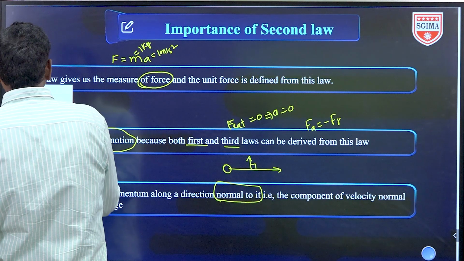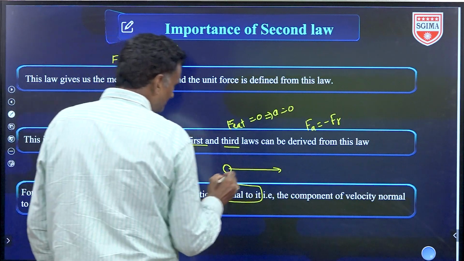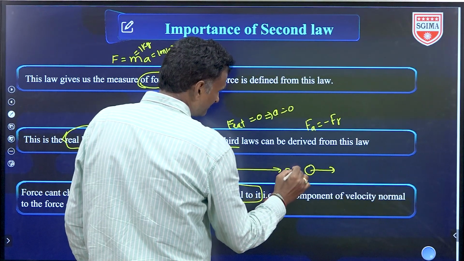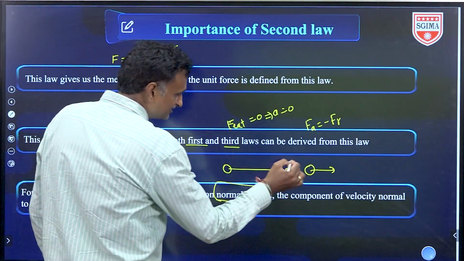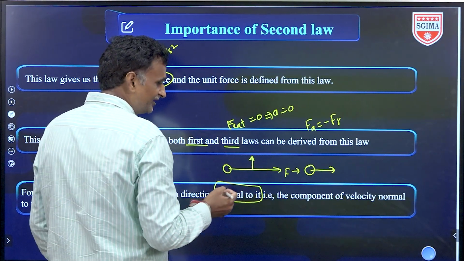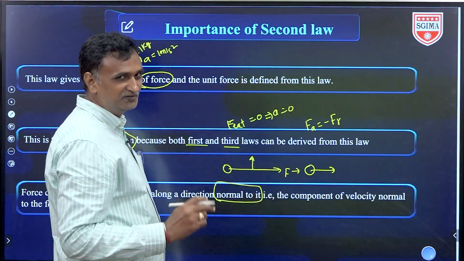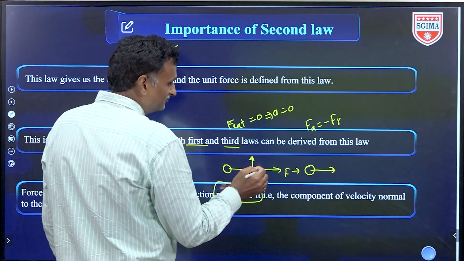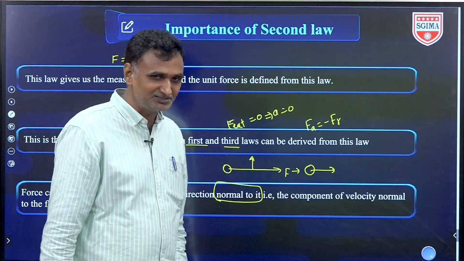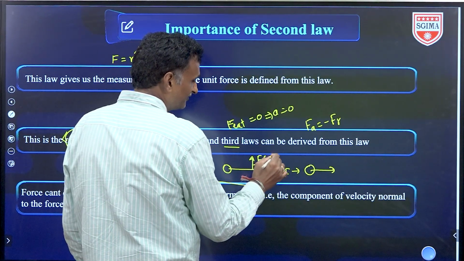Suppose force is acting along the direction of motion, like the previous example: the ball is moving to the right side, and next the ball is still moving to the right after application of force in the right side direction. So what is the value of force in the direction perpendicular to it? Whatever the value of force perpendicular to the direction of motion, it will be 0. It means velocity change in the direction normal to the original motion is 0. Why? Because the component of F normal to this one is F cos 90.